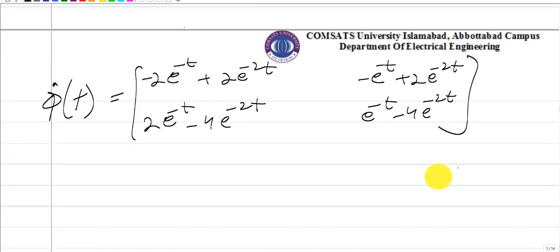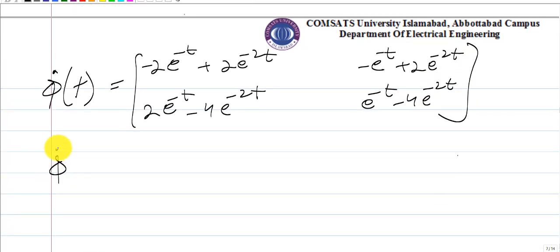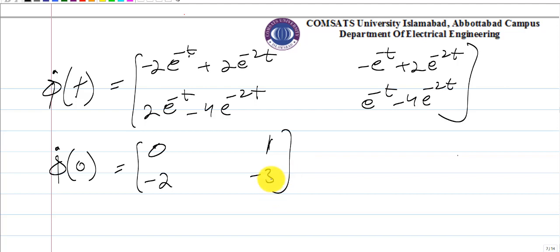Okay, so now if you put 0 here, so phi dot 0, it will be 1, it will be again 1, and minus 2 plus 2, that will be 0. Okay, so here e raised power 0 is 1. Minus 1, here it will be plus 2, so it will be simply 1. So here it will be 0, sorry, it will be 1, and 2 minus 4, which is minus 2, and here it will be plus 1 minus 4, so that will be minus 3. So this is equal to A. So that's how we can obtain this.